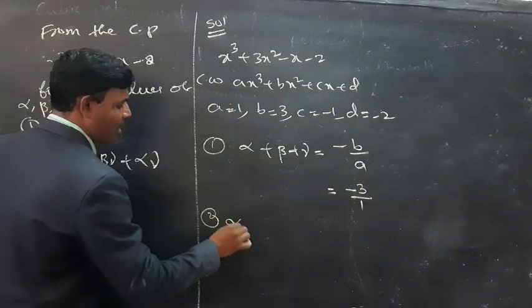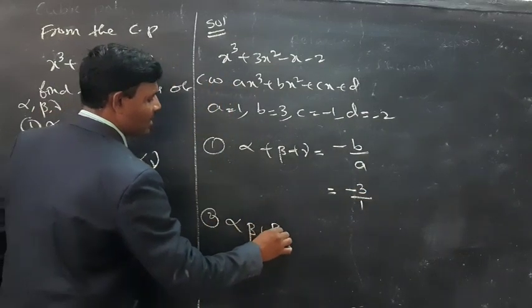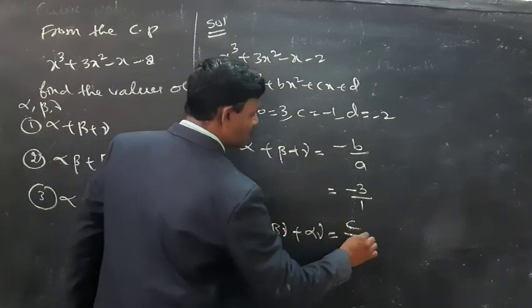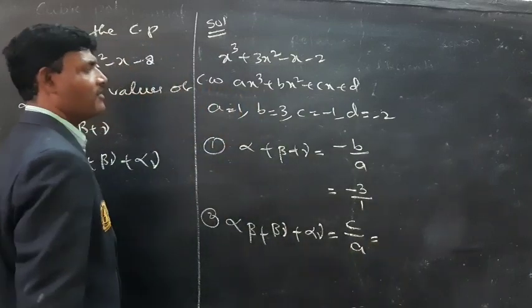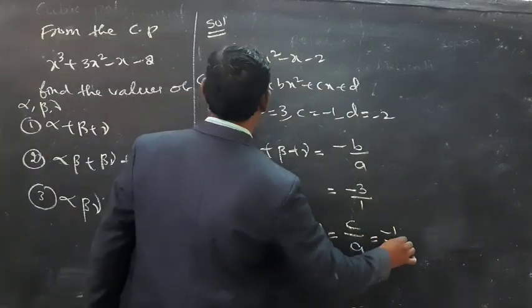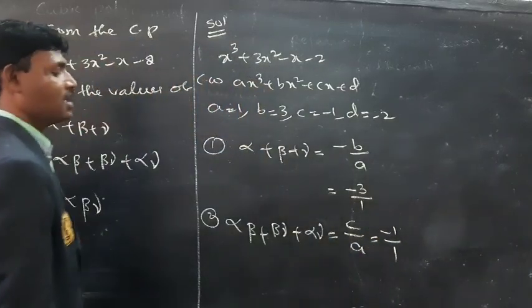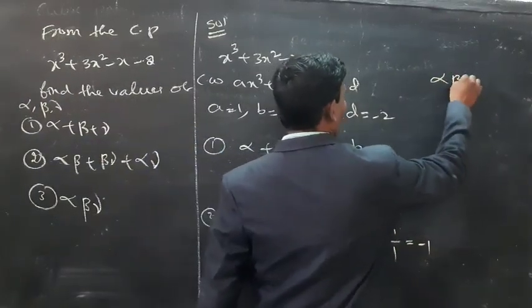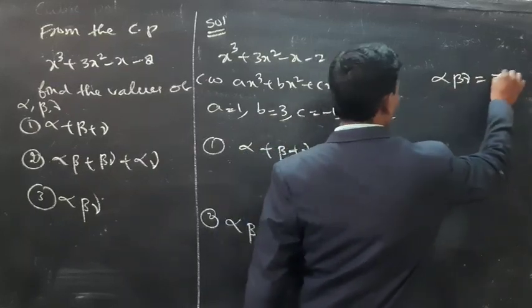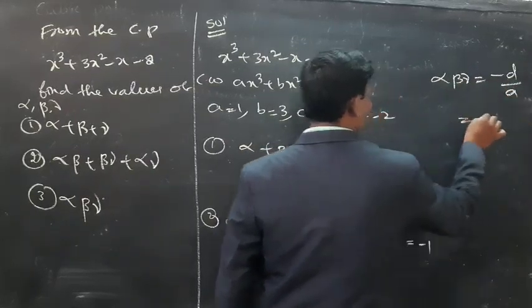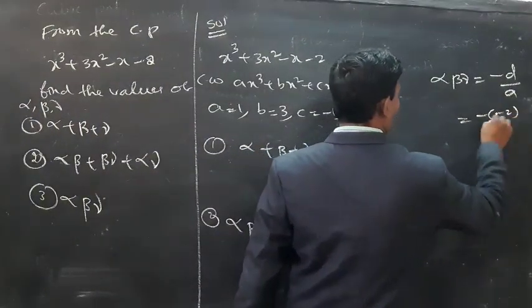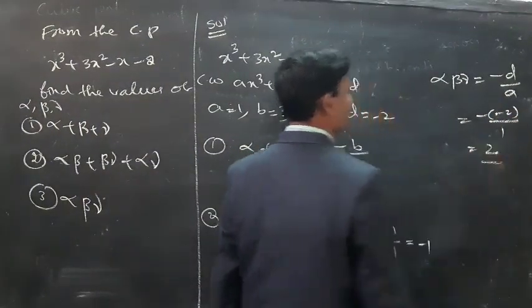Second relation: alpha beta plus beta gamma plus alpha gamma is equal to c by a. What is the value of c? Minus 1, by a, which is 1. So c by a is equal to minus 1. Third relation: alpha beta gamma is equal to minus d by a. What is the value of d? Minus 2. So minus of minus 2 by 1 is equal to 2.